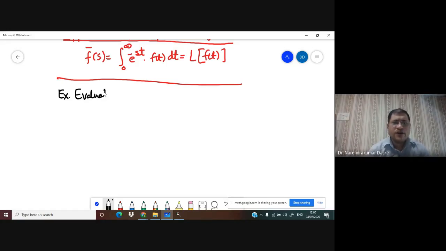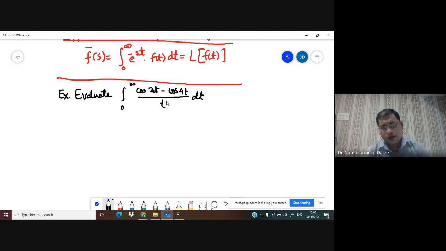So evaluate the integral from 0 to infinity of cos of 3t minus cos of 4t over t. I'll change it somewhat and make it cos of 4t. Let us try this.